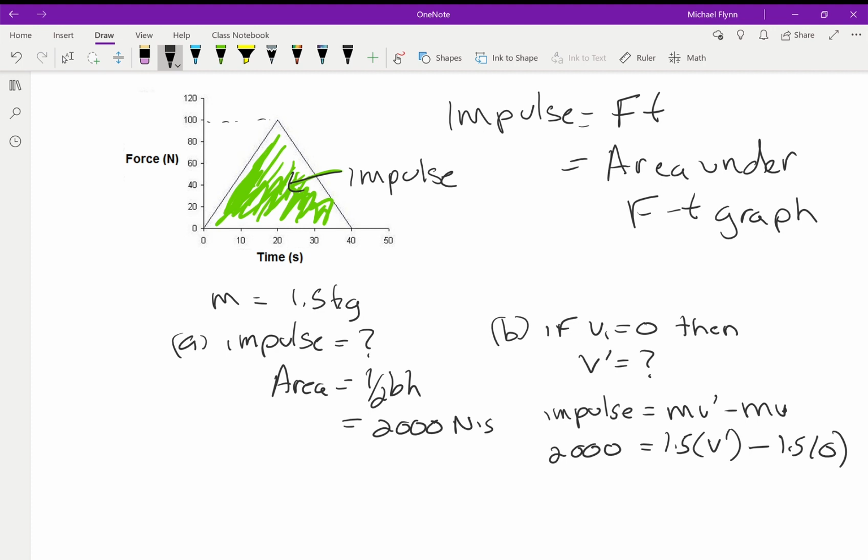So 2,000 divided by 1.5 is, v prime will equal 1333.3 meters per second in the positive direction, right? It's a positive force, so it's in the positive direction. And there you go. That's a very large final velocity, but this force was applied for 40 seconds, and it went up to 100 newtons, and it's only a 1.5 kilogram mass. So it's a very large force on a relatively small object, so you get a big velocity.